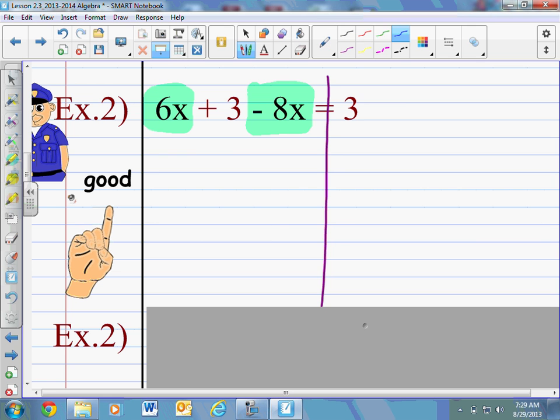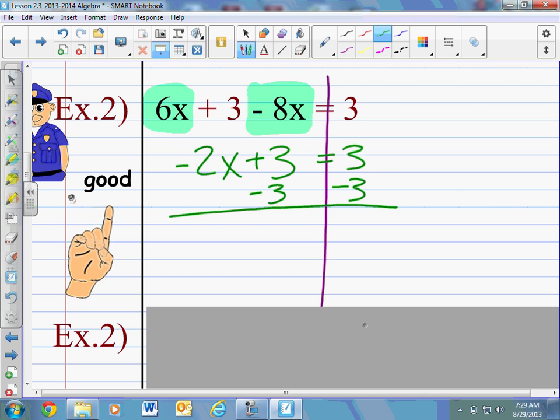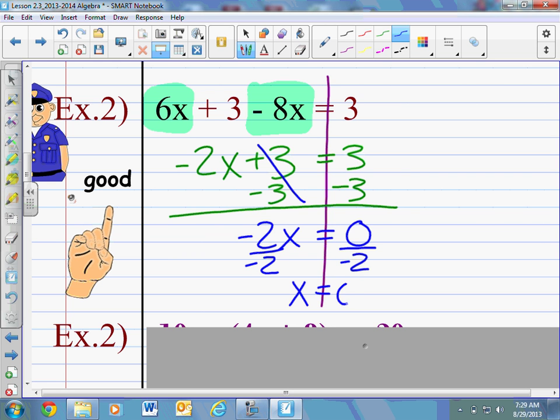Okay, let's combine like terms. That's negative 2x plus 3 equals 3. All right? Next step, get rid of the single number, the lonely brother, I call it. Negative 3, negative 3. Or minus 3, minus 3. Okay, we end up with negative 2x, because these cancel, equals 0. Divide by negative 2, because the inverse of multiplying is dividing. And I get x equals 0.